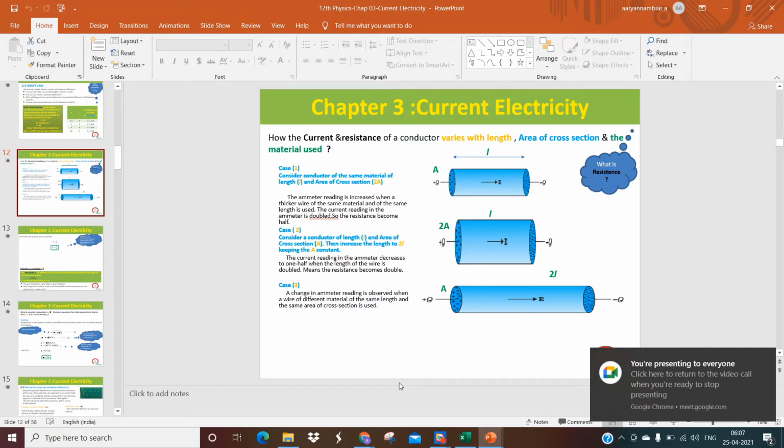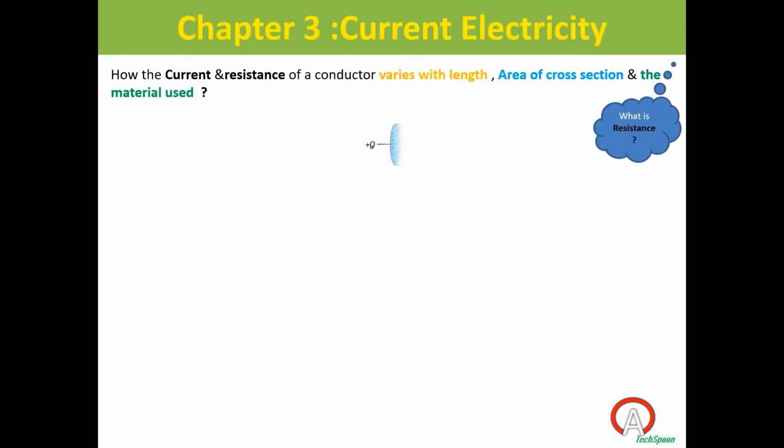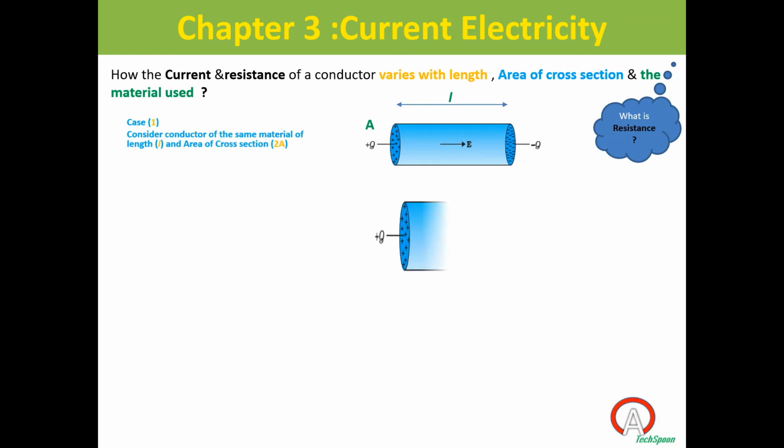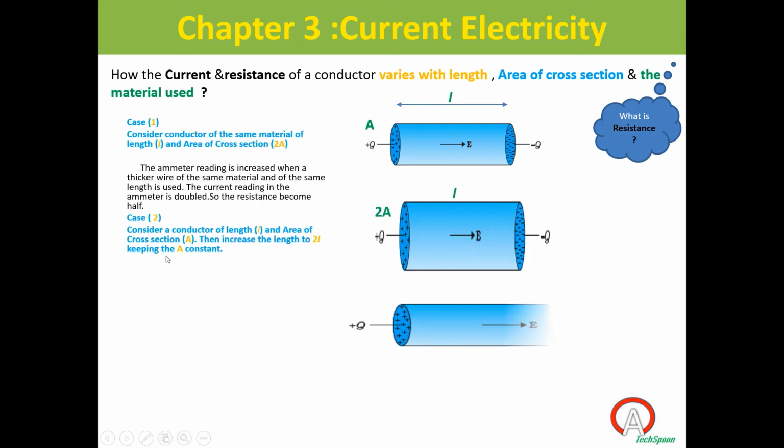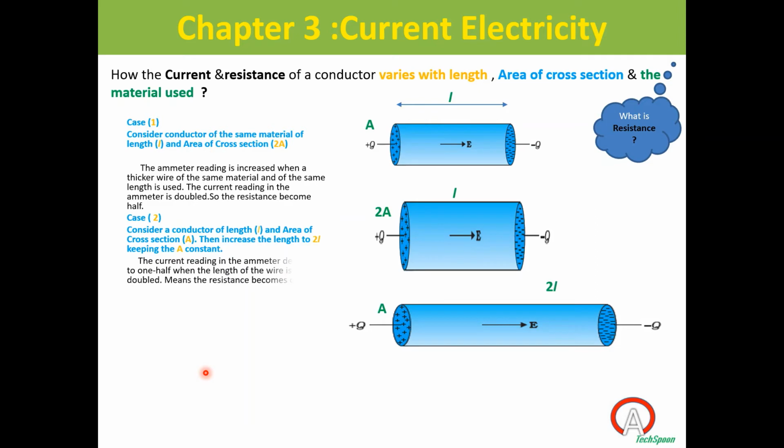Okay. So there is one more case. Now we studied case 1 and case 2. Case 1, how the resistance varies according to the area of cross section. Case 2 is how the resistance varies according to the length of the conductor. Case 3, there is one more case. What is it saying? Without changing the length and area of cross section, I am changing the material itself.